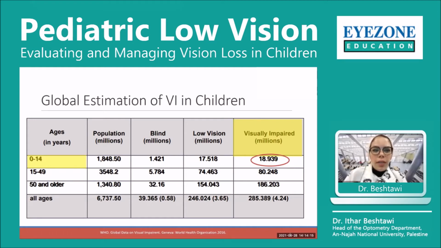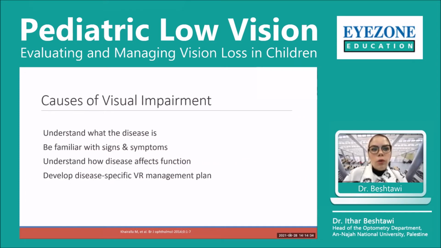If we look at the table in this slide, which shows the global estimation of the number of visually impaired people among ages, and concentrate on the pediatric age, we can find the answer, which is yes, it is very common, and the prevalence is quite high. So now let's discuss what causes visual impairment among our children.